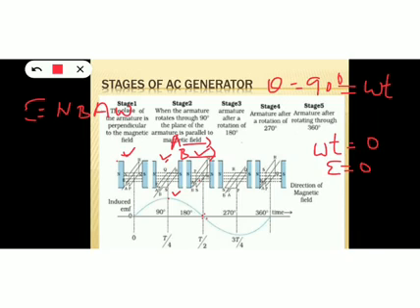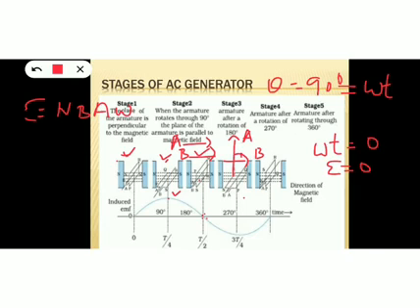Again, during the next, after another rotation of 270 degree, what happens? This is the position of the coil. So minimum number of lines of force passes through that coil. What is the direction of magnetic field? This is the direction of magnetic field. What is the direction of area vector? This is the direction of area vector. So the angle omega t or theta will be 90 degree.